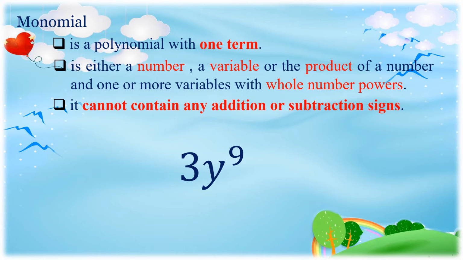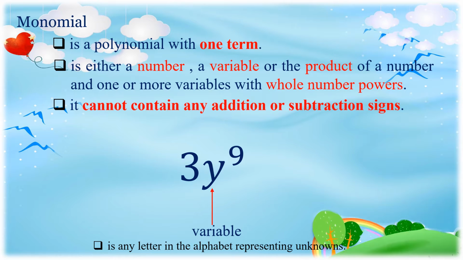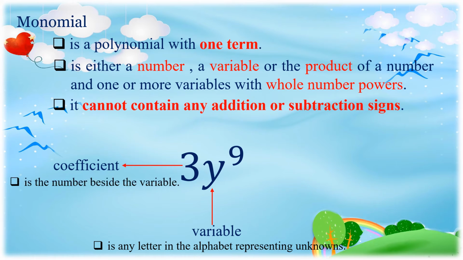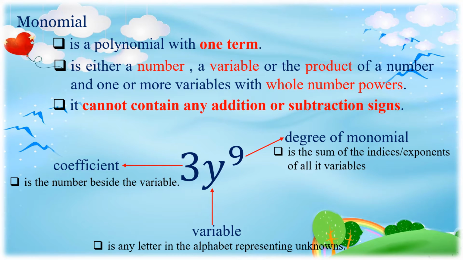Supposing we have 3y to the ninth. Y is the variable, and a variable is any letter in the alphabet representing unknowns. 3 is the coefficient. Coefficient is the number beside the variable. And 9 is the degree of monomial. To get the degree of monomial, it is the sum of the indices or exponents of all its variables.